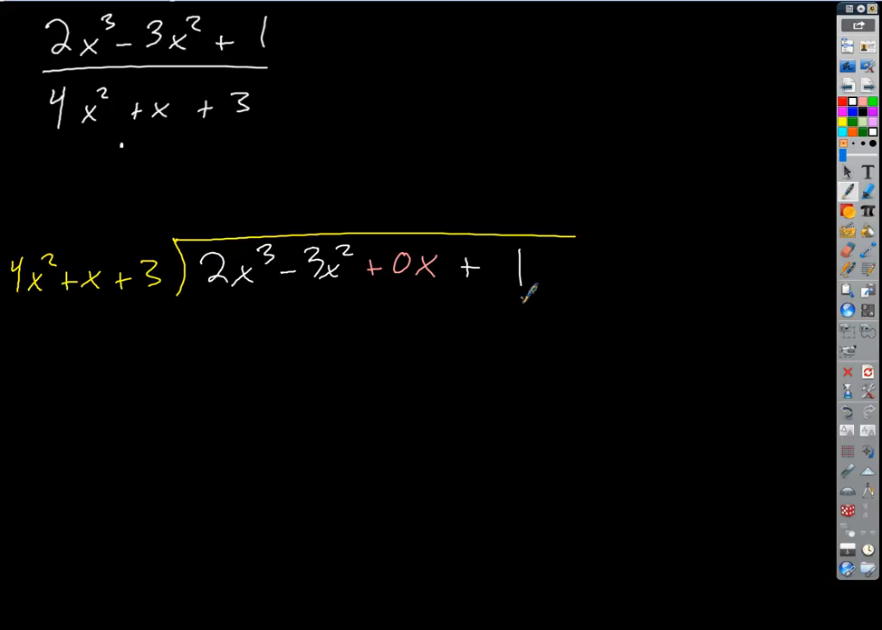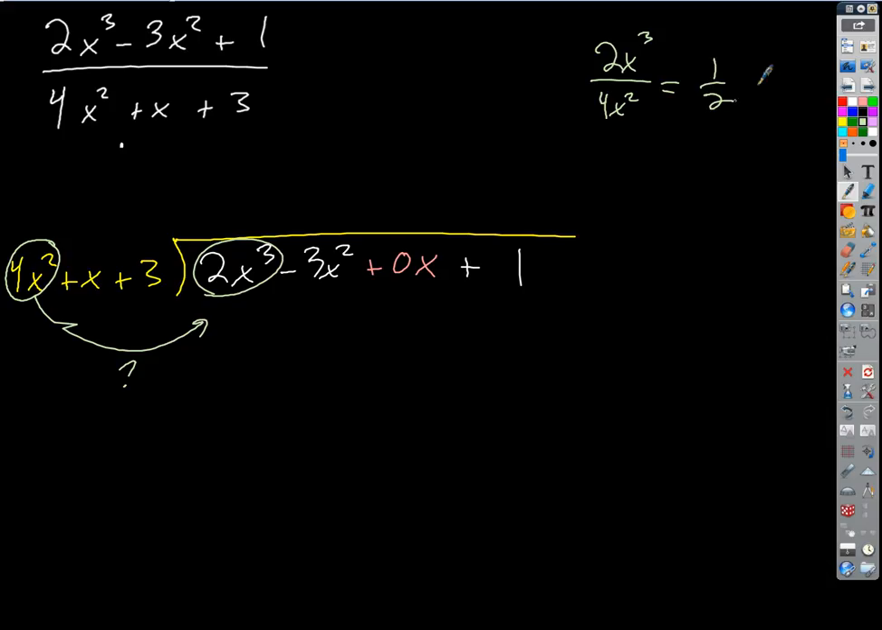Okay, good. You're on the right track. So we're going to ask how many times the leading term of the denominator divides into the leading term of the numerator. We'll just do a little division problem here: 2x cubed divided by 4x squared equals what? Okay, so I'm going to get a 1/2 x, right? Everybody agree? So up here we're going to put a 1/2 x.